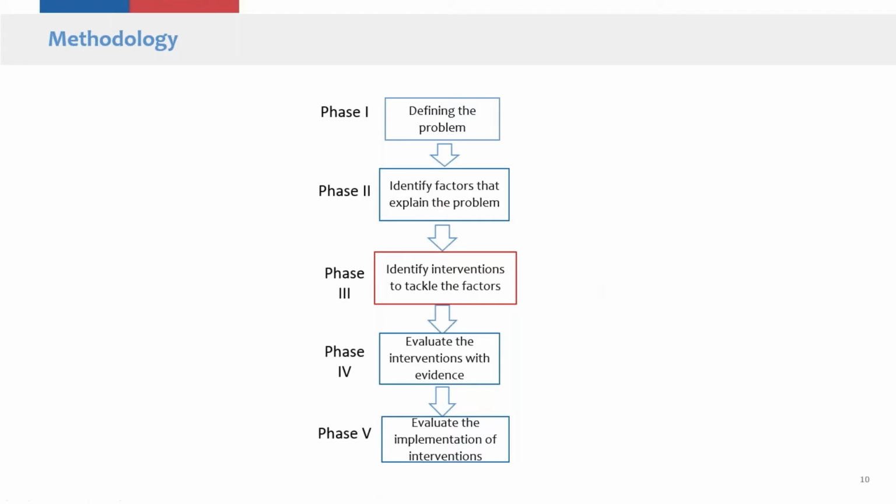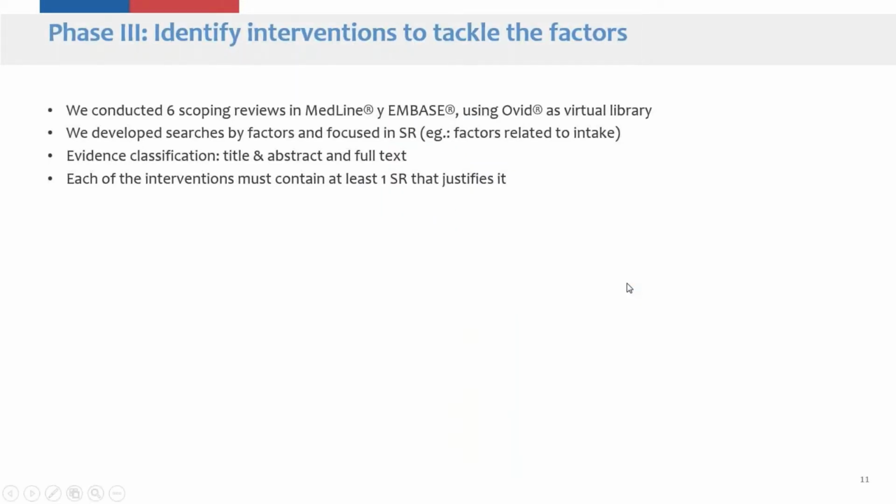The third phase was to identify the interventions that would tackle the factors and the sub-factors. We conducted six scoping reviews using Medline and Embase, using Ovid. We developed searches by factor and focused on systematic reviews for each factor and sub-factor. We identified the evidence using a classification of title and abstract, and then when we identified articles that were according to the needs we were looking for, we read the full text. Each intervention must contain at least one systematic review to justify its inclusion.